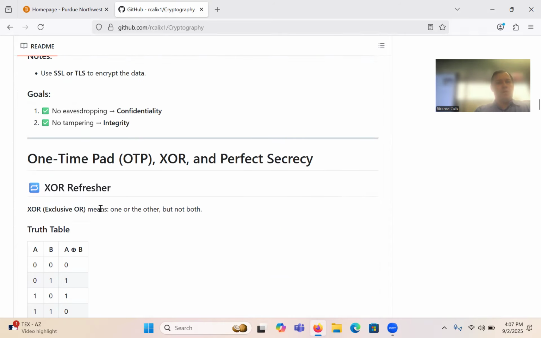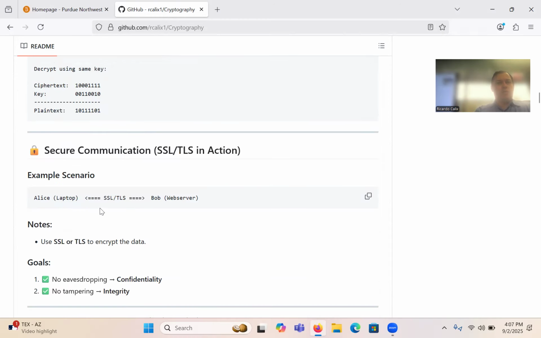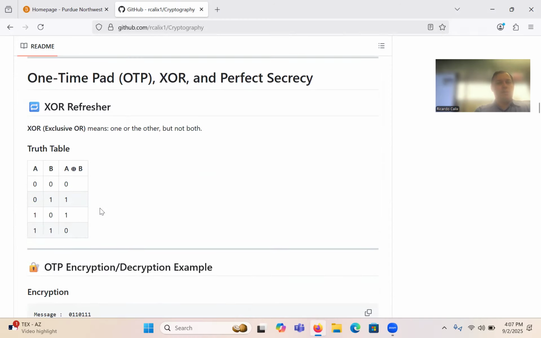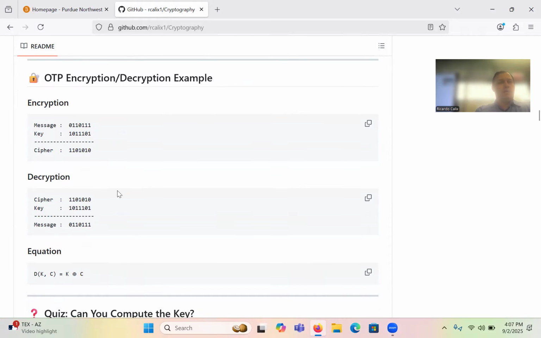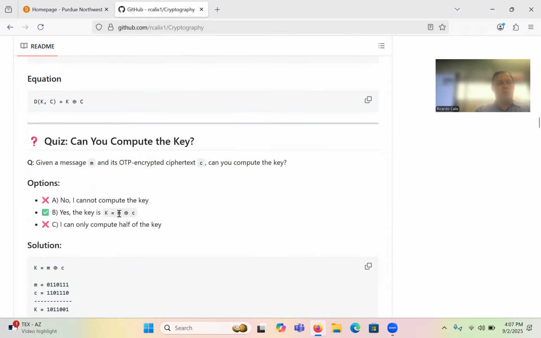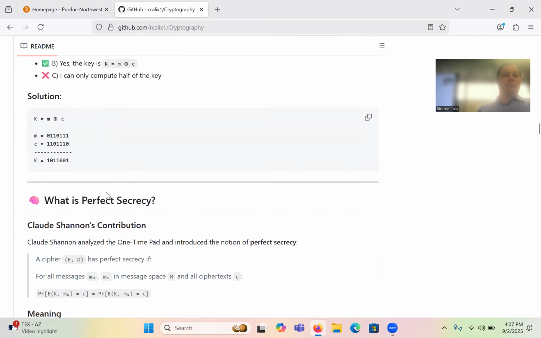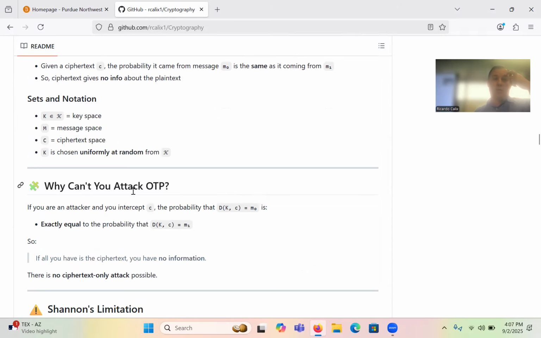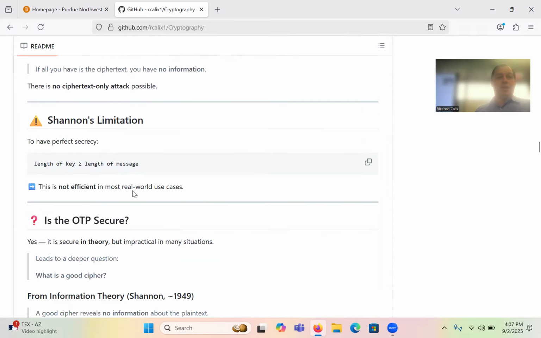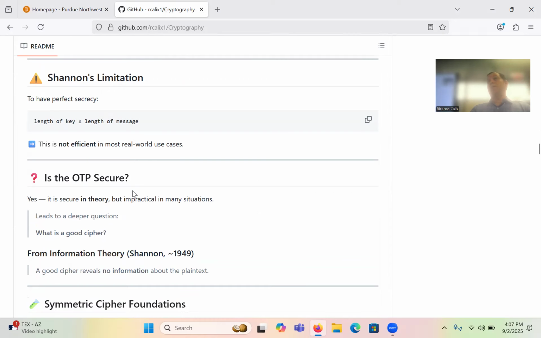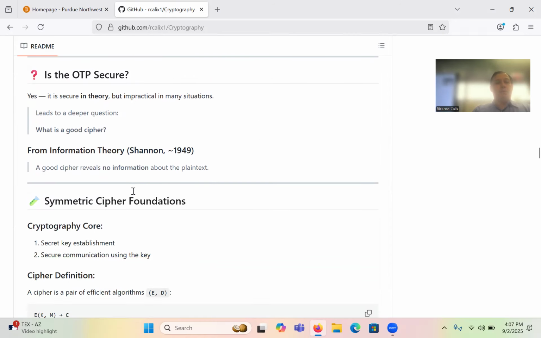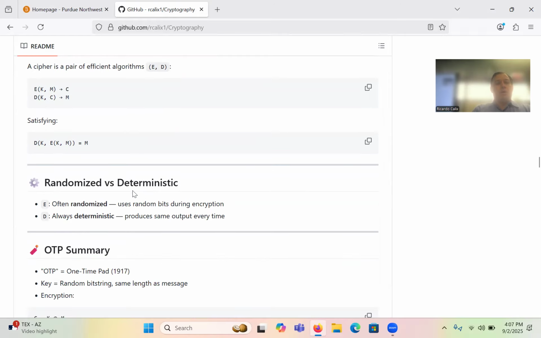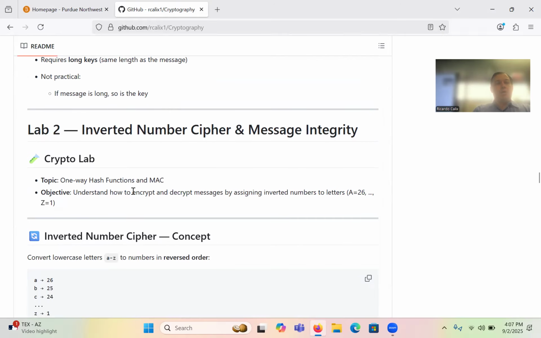So today we're going to cover, essentially, we were somewhere around here: XOR, perfect secrecy. We've done examples of XOR, so I think we start here. We'll do this as a little practical thing to think about some things, and we're going to talk about what is perfect secrecy, Claude Shannon's contributions, Shannon's limitations. We're going to talk about the one-time pad, by Claude Shannon, and the pros and cons of it.